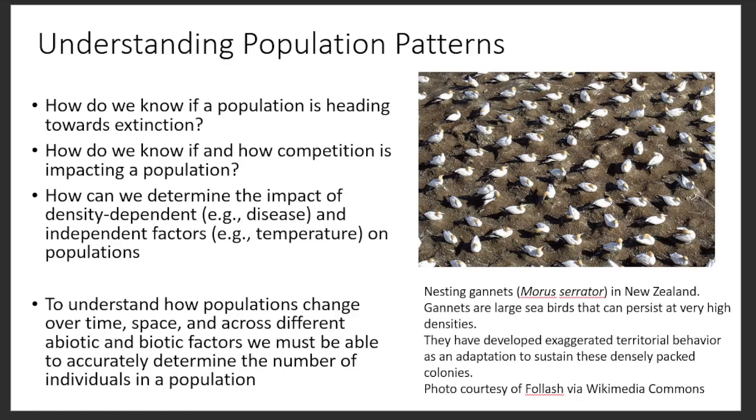So this is understanding population patterns. How do we know if a population is heading towards extinction? How do we know if and how competition is impacting a population? How do we determine the impact of population density, disease, and independent factors such as temperature on a population? To understand how populations change over time, space, and across different abiotic and biotic factors, we must be able to accurately determine the number of individuals in a population.